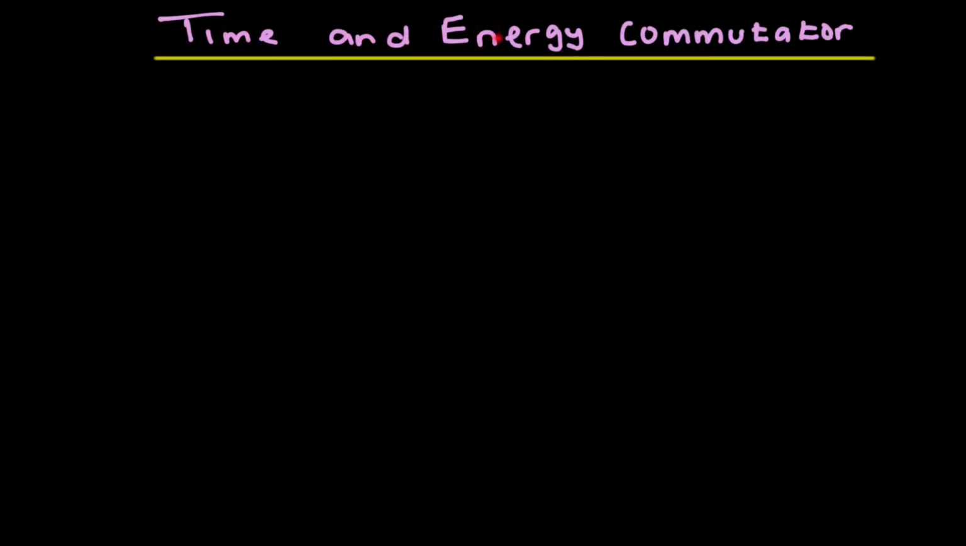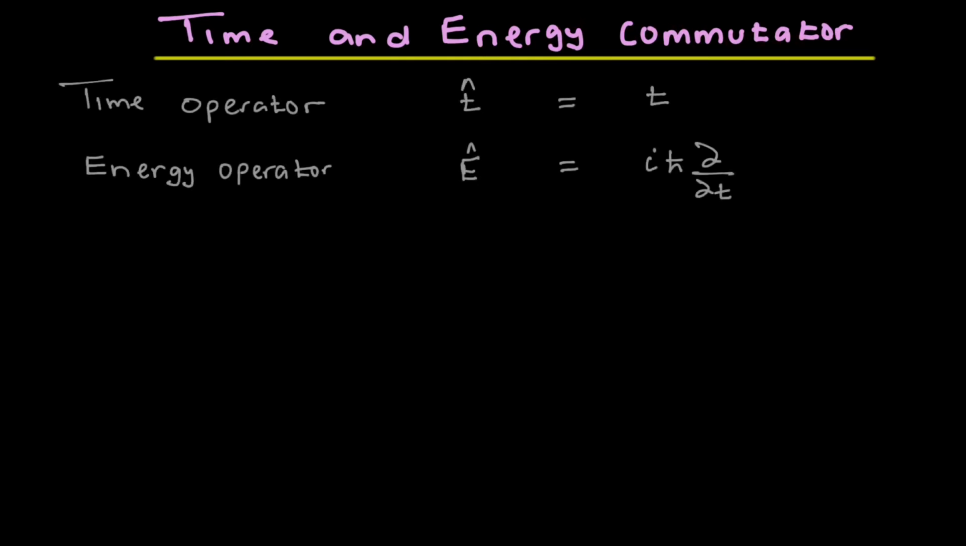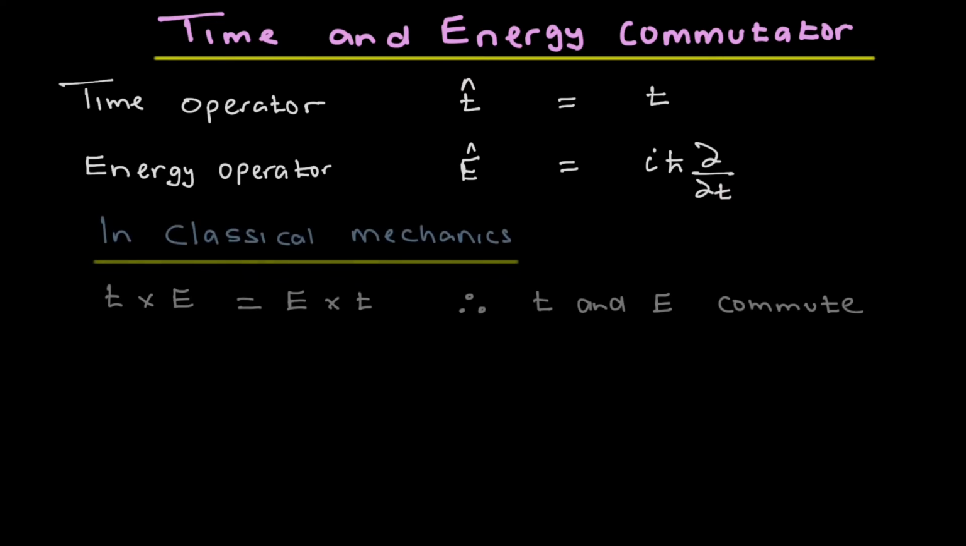Time and energy commutator. Time operator T hat equals t. Energy operator E hat equals i h bar partial derivative with respect to t. In classical mechanics, time times energy equals energy times time. Therefore, we say T and E commute.